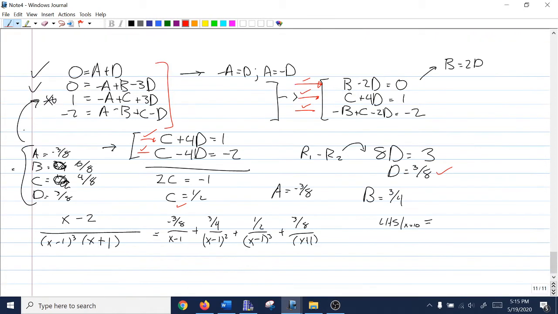Anyway, afterwards we would have to integrate this thing. Each of these things is easy to integrate. This would be negative 3/8 natural log absolute value of x minus 1. This would be 3/4. The integral of something to the negative 2 is negative 1/2 something to the negative 1. It's the baby substitution that we don't have to do anything with. This one is 1/2. The integral of something to the negative 3 will be negative 1/3 something to the negative 2. Don't have to fix a constant because the coefficient here is 1. Plus this one will be 3/8 natural log absolute value of x plus 1.